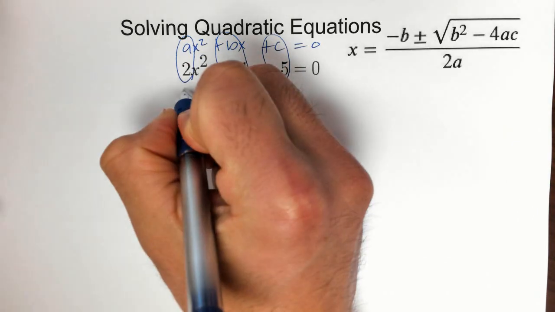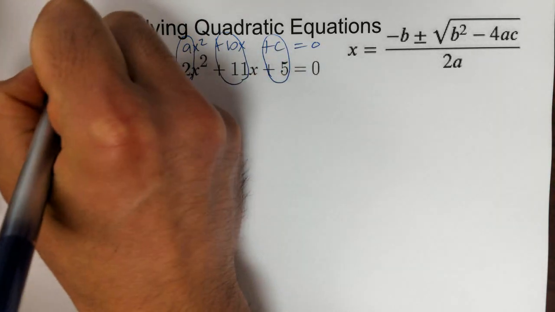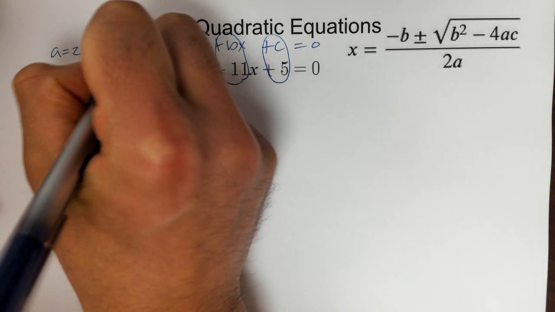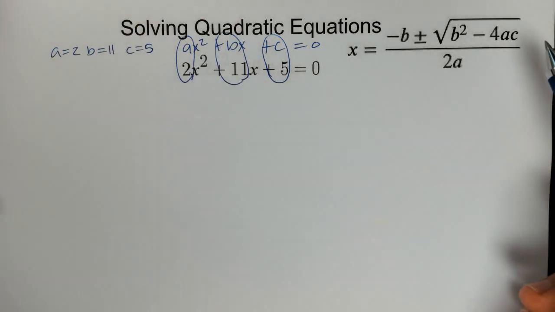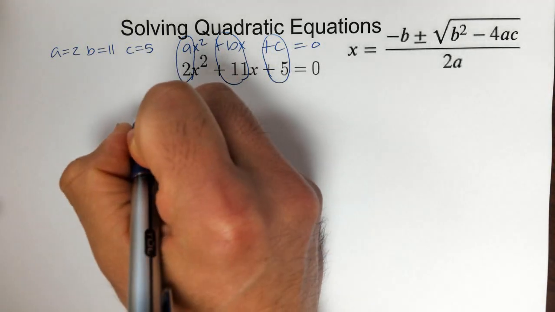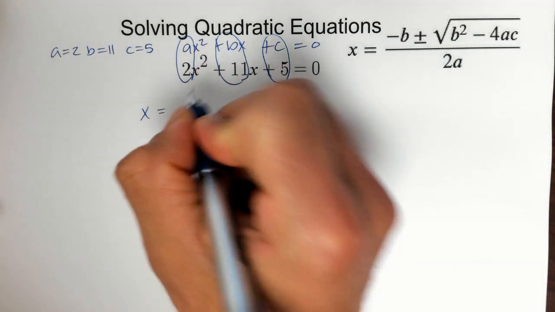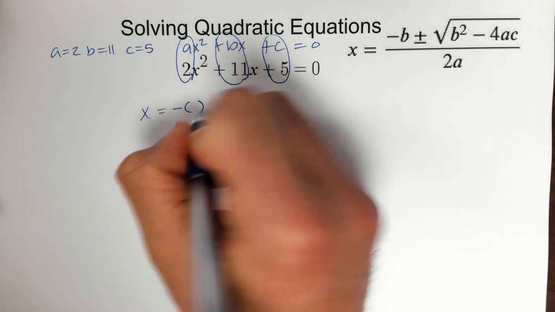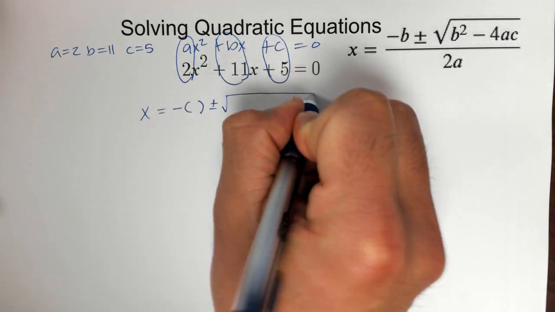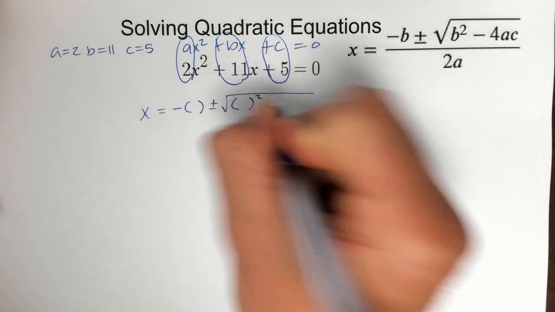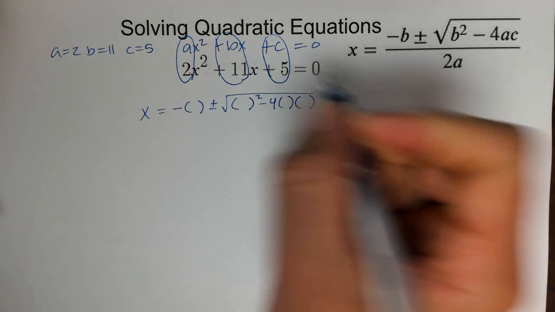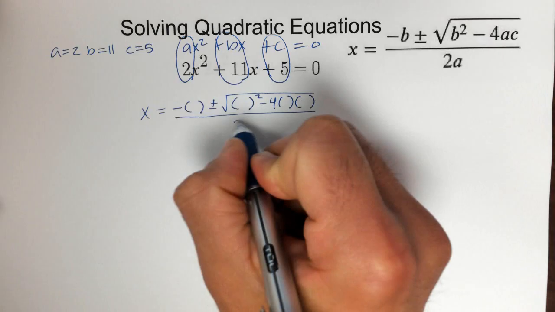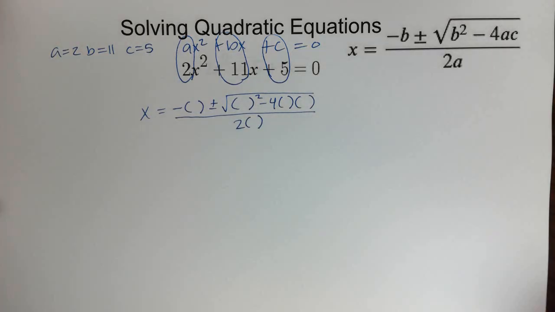So if I know these values, I can plug them in here. Now I'm going to take all of these values and I'm going to put a parentheses for them. So x equals negative of whatever b is, plus or minus the square root. Whatever b would be squared minus 4 times whatever a is times whatever c is. All of these divided by 2 times whatever a is.